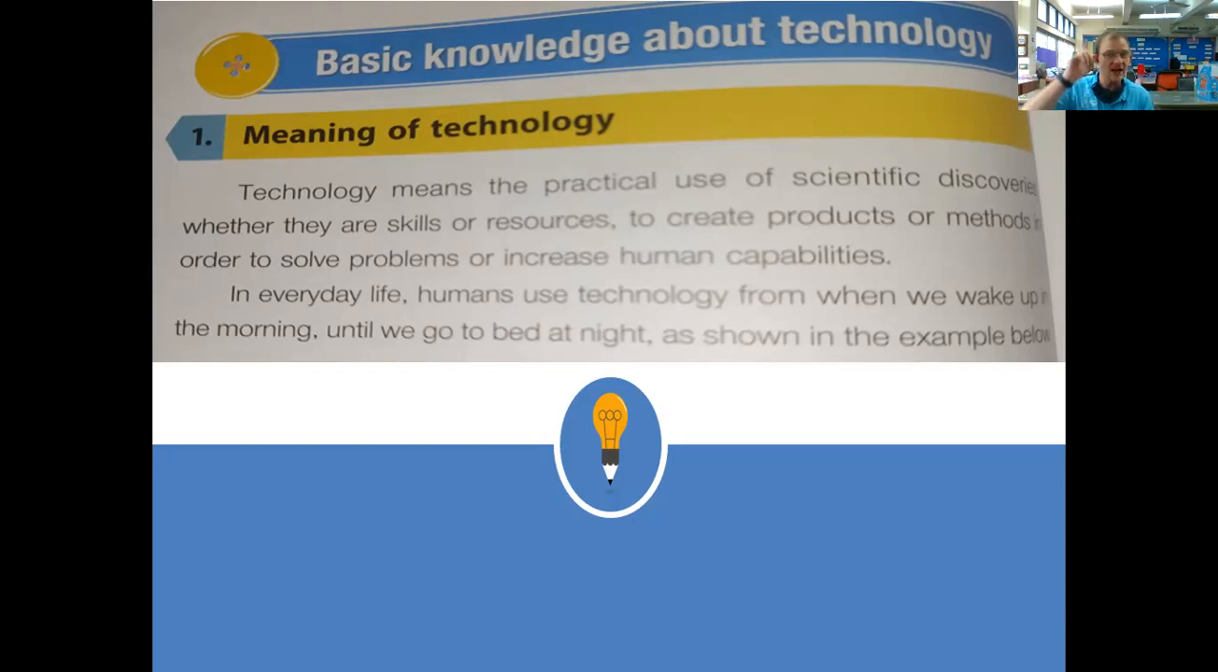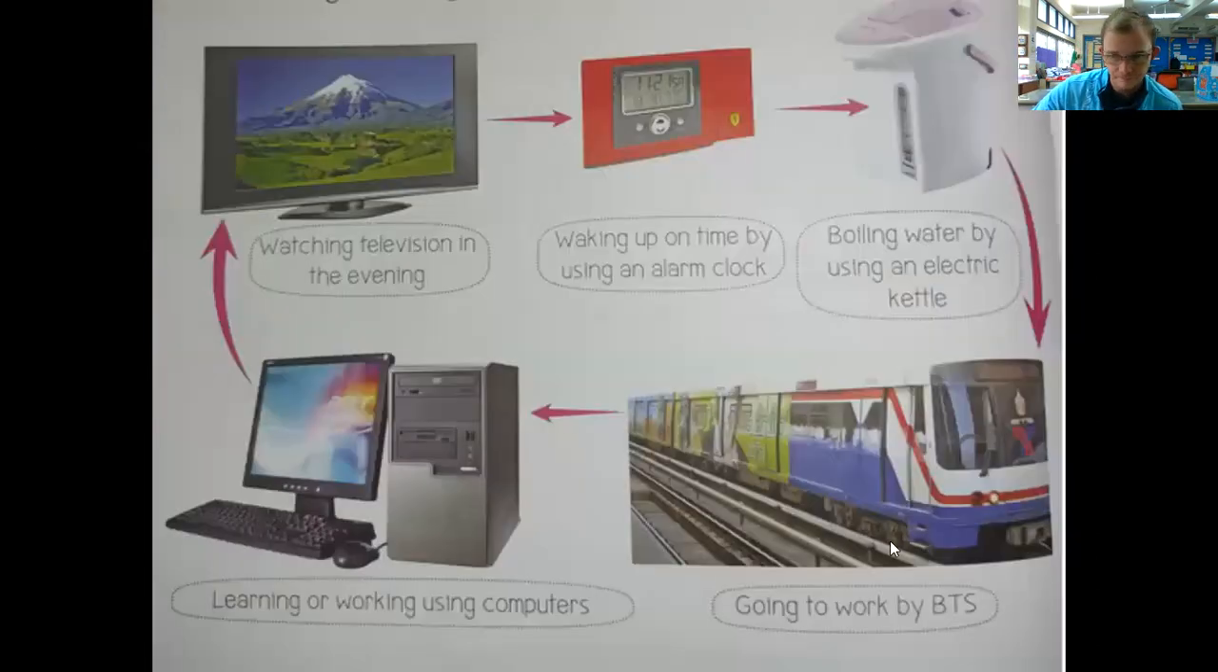So in everyday life, humans use technology from when we wake up in the morning until we go to bed at night, as shown in the example below. So these are types of technologies we use. So for instance, we can start at the top left over here. What are we doing here? What does this picture show us?